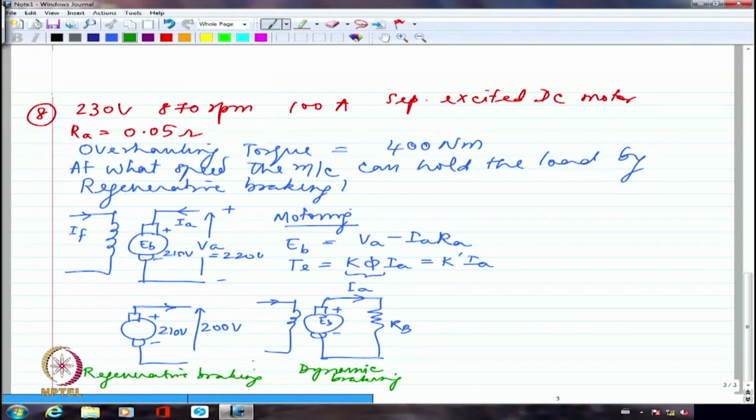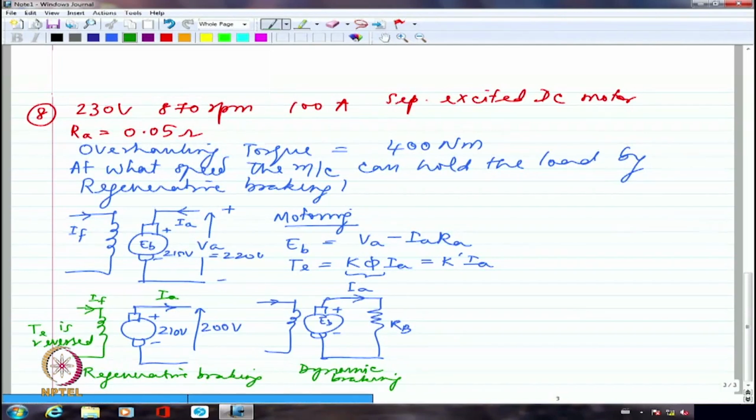Right? So what is going to happen is, IA has reversed its direction, IF has not reversed its direction, so torque gets reversed. TE is reversed. Okay, so I'm going to have a reversal of torque with the speed still remaining in the forward direction, so I would call it braking. The only difference between rheostatic braking and regenerative braking is that in regenerative braking I am utilizing the kinetic energy, whereas in rheostatic braking I am dissipating that energy in the form of heat, so I am not utilizing it.